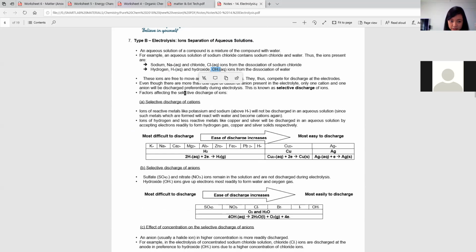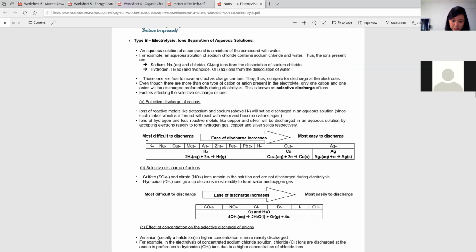So that means if, for example, you have a sodium chloride solution, aqueous form, I don't only have one cation now. I have my Na plus, I have my H plus, I have my Cl minus, I also have my OH minus. But if I'm going to discharge, I can only discharge one. So between the two cations, I must choose one. Between the two anions, I must choose one. So that is called selective discharge.